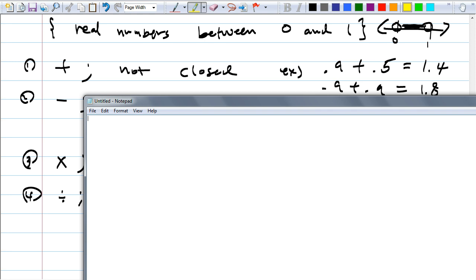Let's go over it. For subtraction, I want a show of hands. How many people think it's closed? Raise your hand for subtraction. Oh, people say it's not closed. Okay. I want 100% participation. Who didn't raise your hand? Okay, how many people are not so sure?